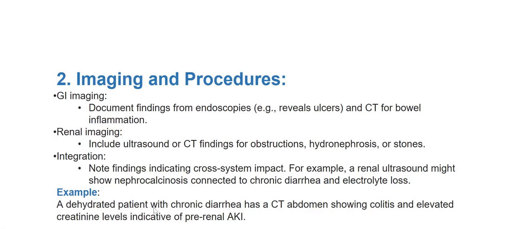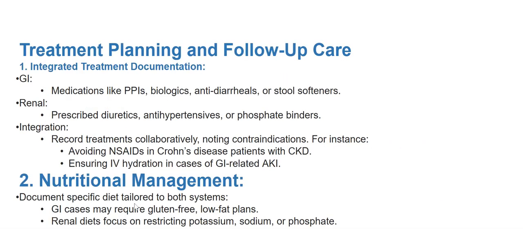Example: a dehydrated patient with chronic diarrhea has a CT abdomen showing colitis and elevated creatinine levels, indicative of a pre-renal AKI, acute kidney injury.